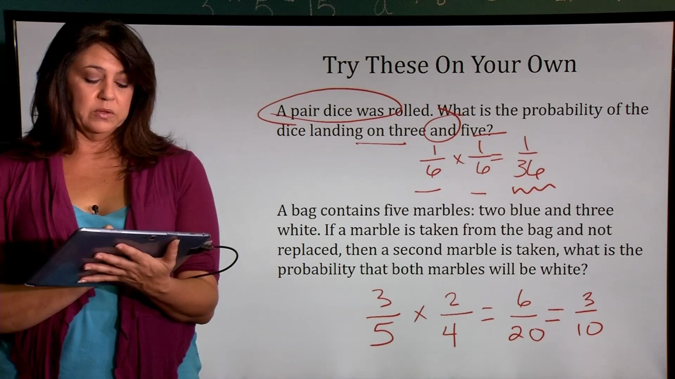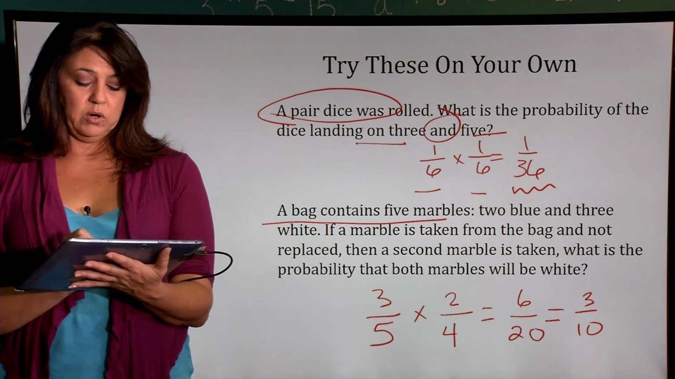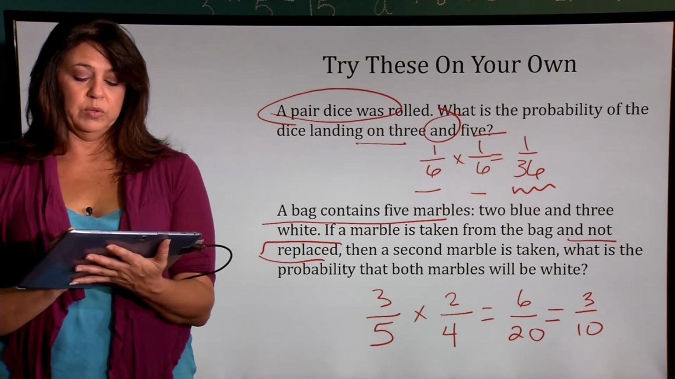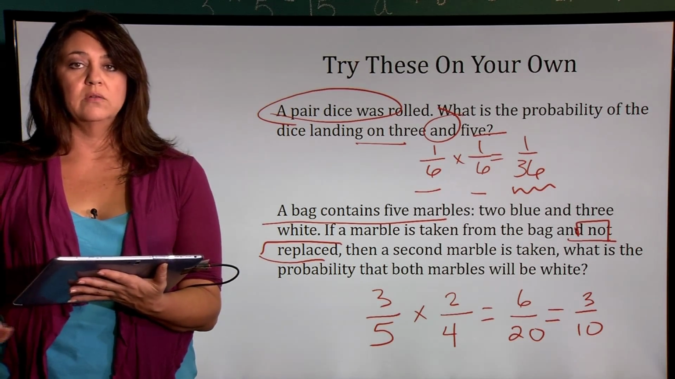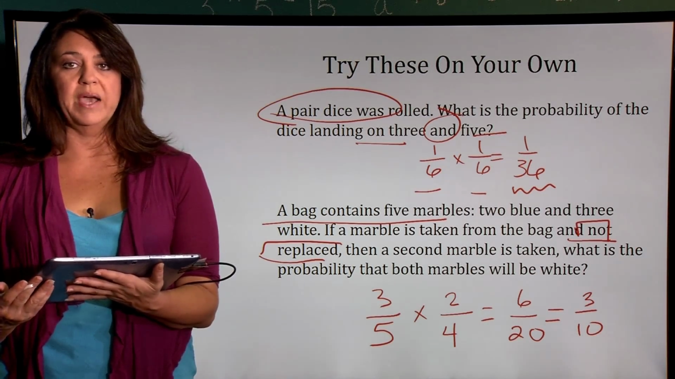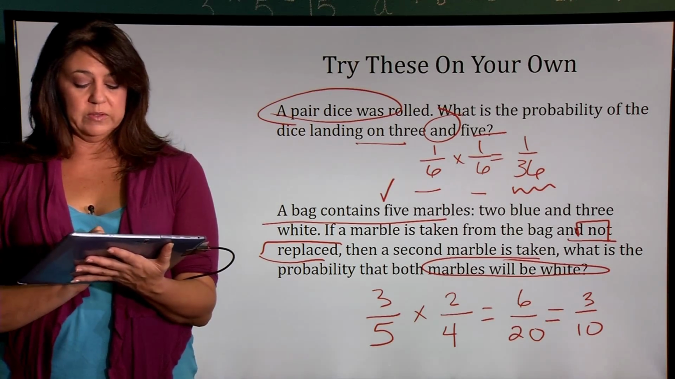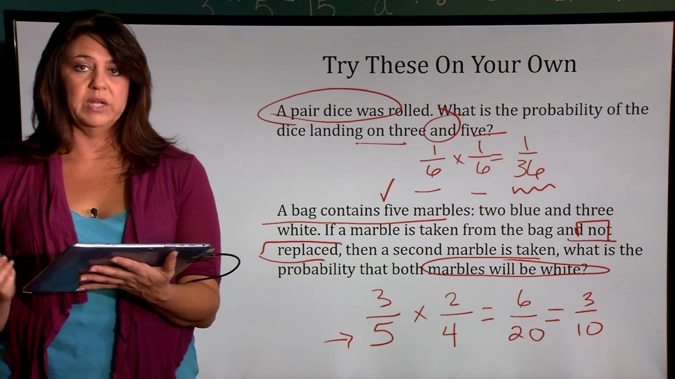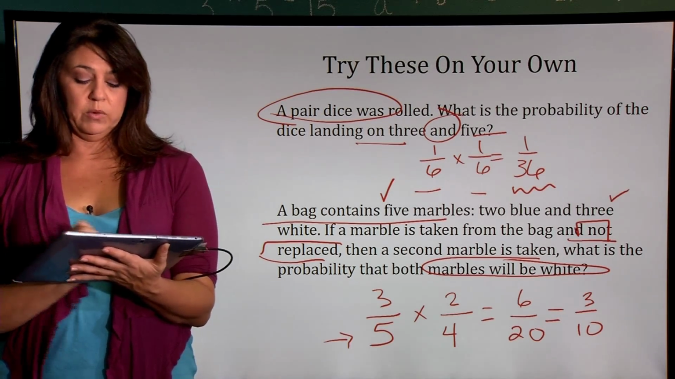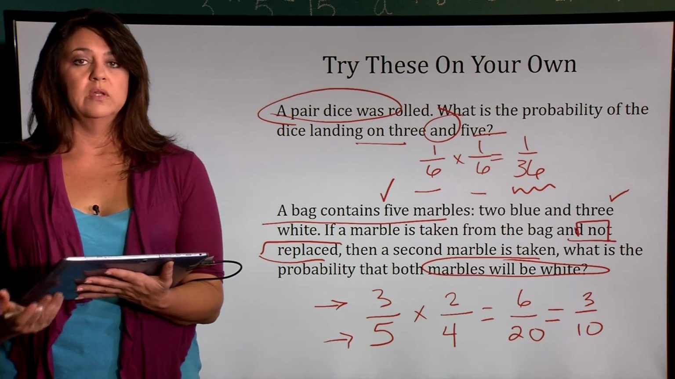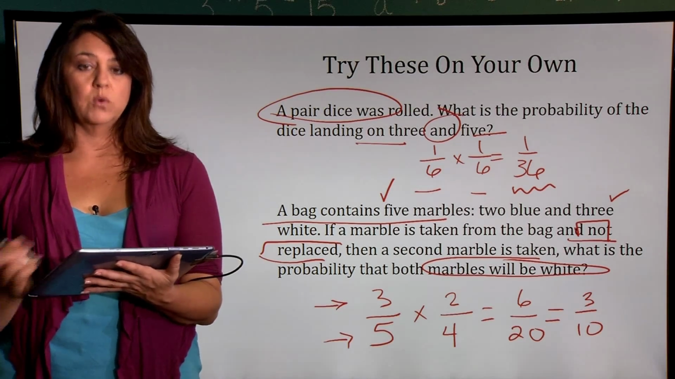The second example includes a bag containing marbles, and once you take one out, it is not replaced. So once you've taken it out, it is no longer in the bag. That's what changes the denominator. We want to know the probability that both marbles will be white. Well, first we have 5 marbles in the bag, so that's the first denominator, and 3 white marbles, so 3 out of 5. Once you draw a marble and you don't put it back, there are only 4 left.